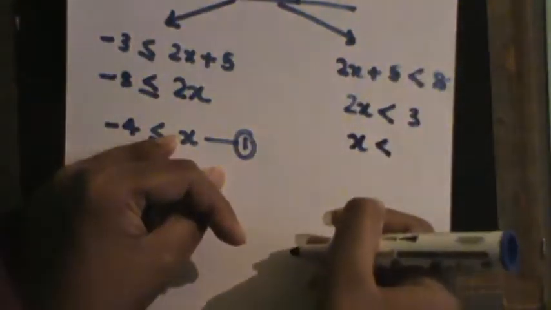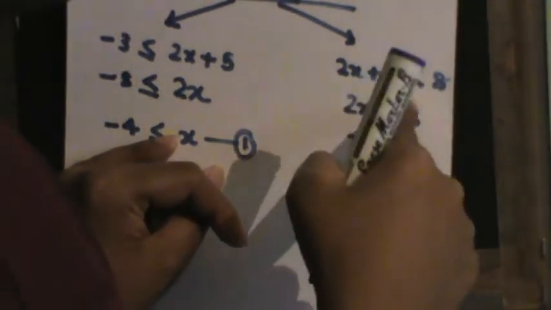So this will be x. 2 divided by 2 is 1, so that will multiply by x is x, 3 divided by 2 is 1.5. So x is less than 1.5. So this is the second solution.